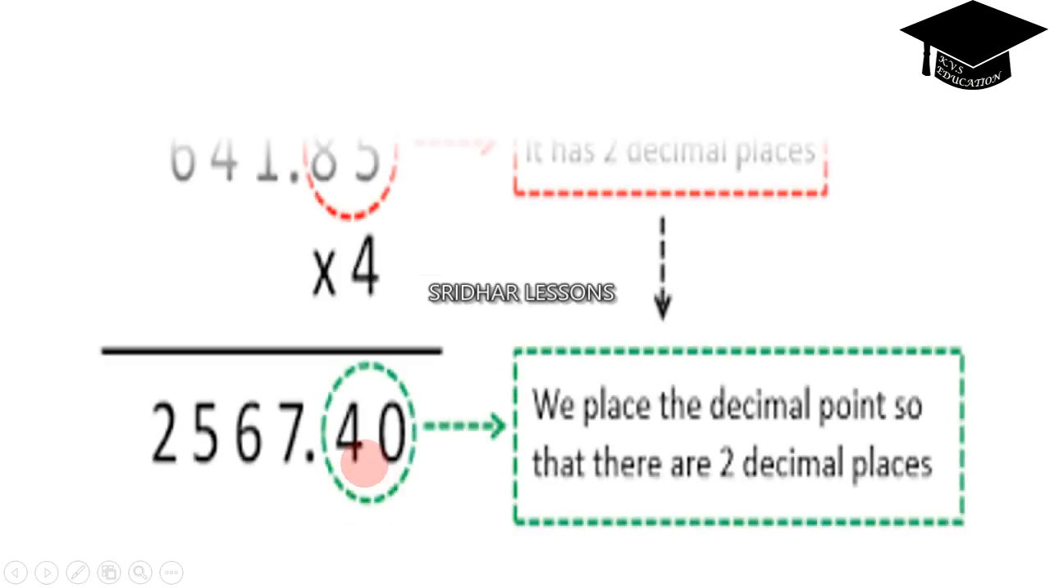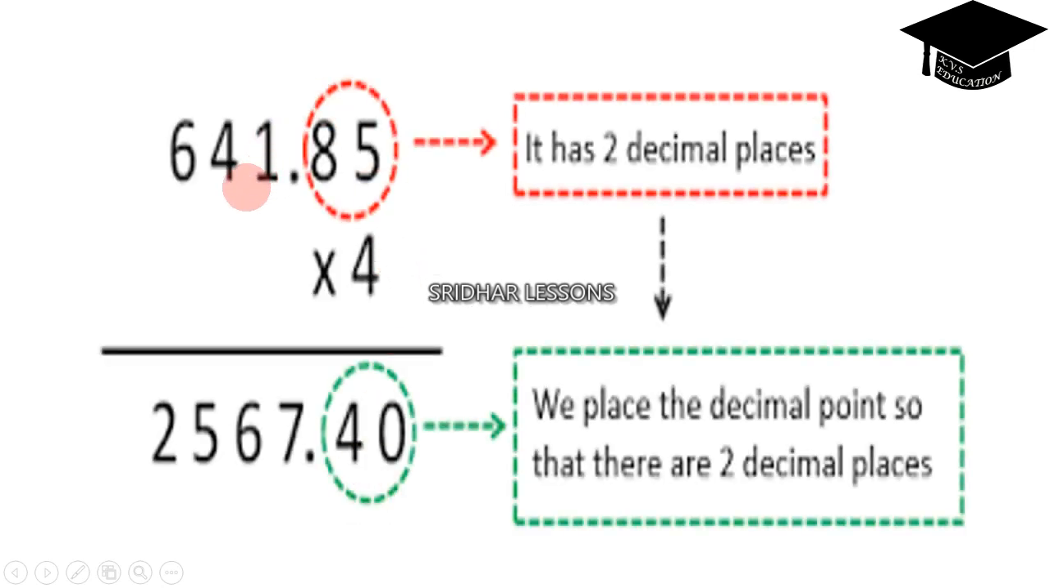Next example, 641.85 multiplied with 4. This has how many decimal places? It has 2 decimal places. So if we multiply with this one, we have 2567.4. Okay, we place the decimal point so that there are 2 decimal places. Actually this 0 we may put it or not, it's not an issue.